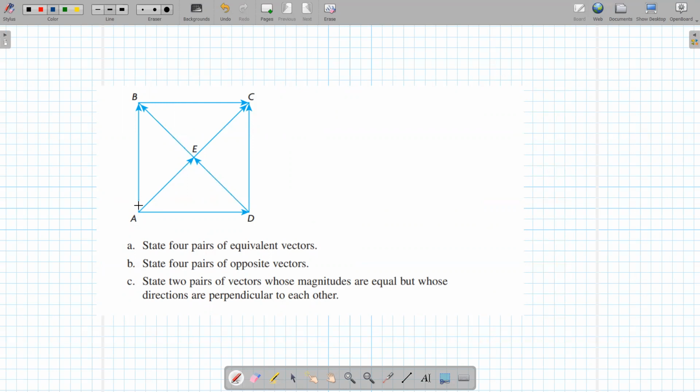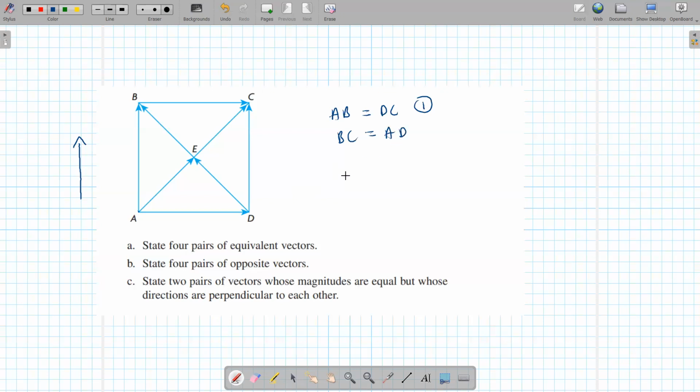That's it. Look at A to B. You see this line going up like that? Which other line in this box is the exact same thing as A to B? D to C. Yeah, exactly. D to C. That's one pair. What's B to C equal to? A to D. Yeah, that's another pair.